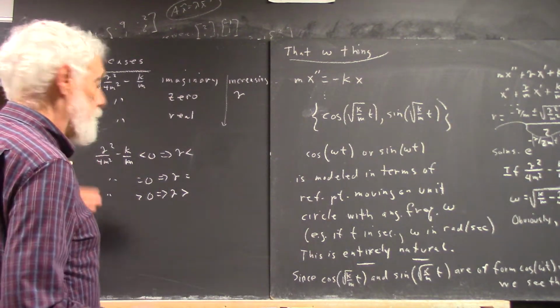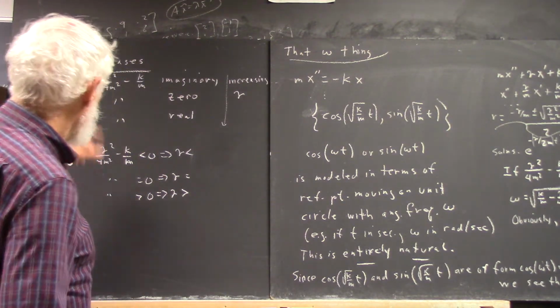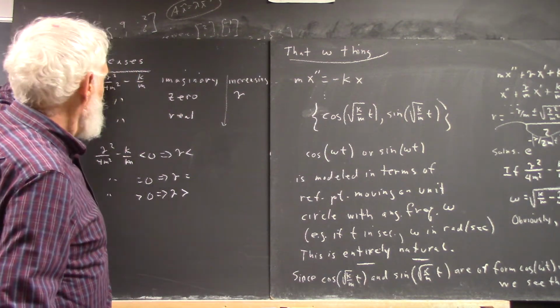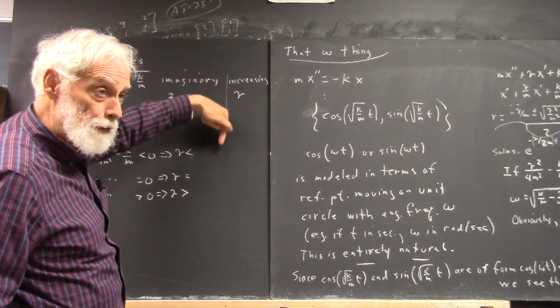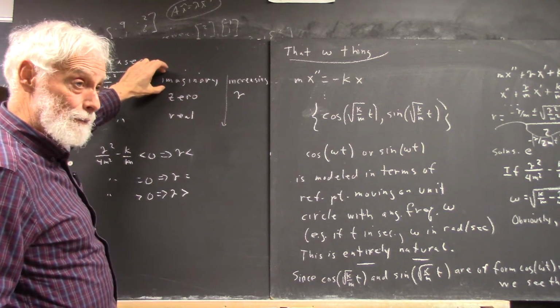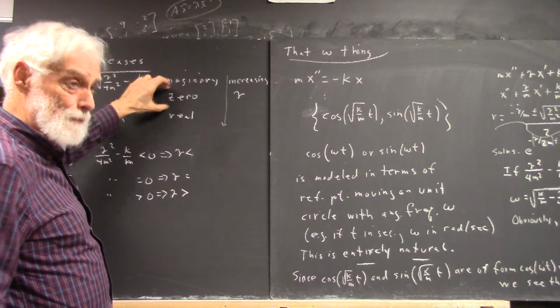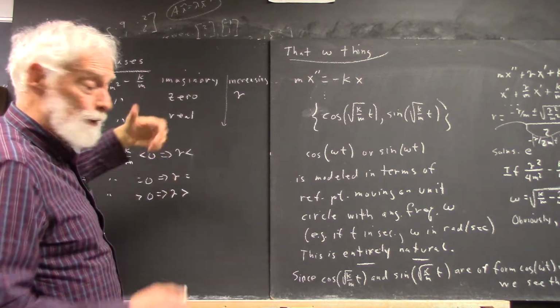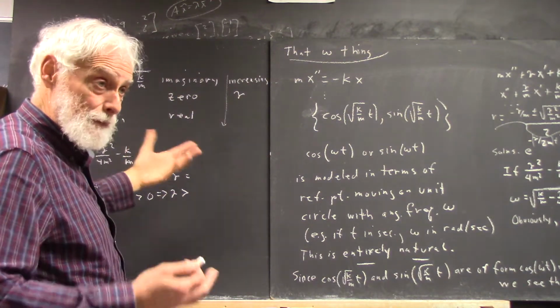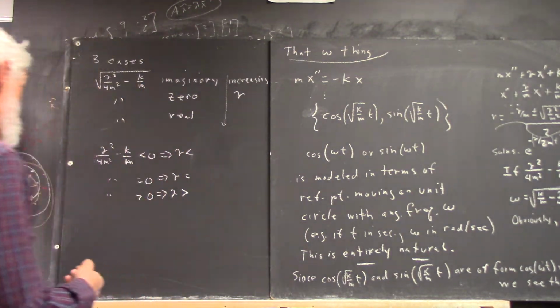So I ask you to work this out. And this is what occurs for increasing gamma. A little bit of gamma, it's imaginary. Just the right amount of gamma, right amount of drag, it's 0, and for a lot of drag, it's real, and things behave the way we said.